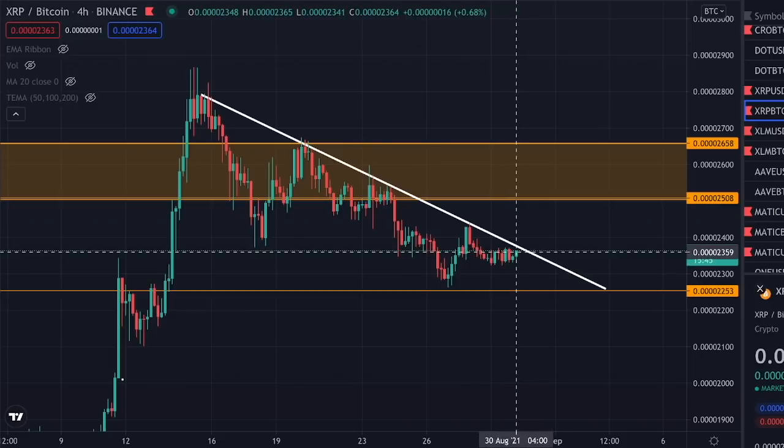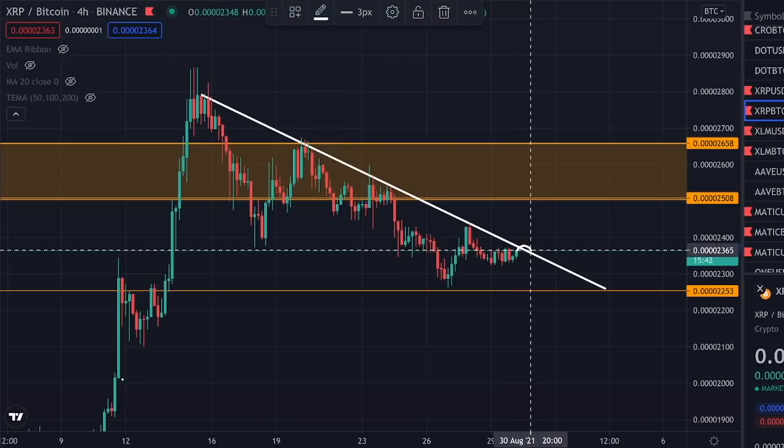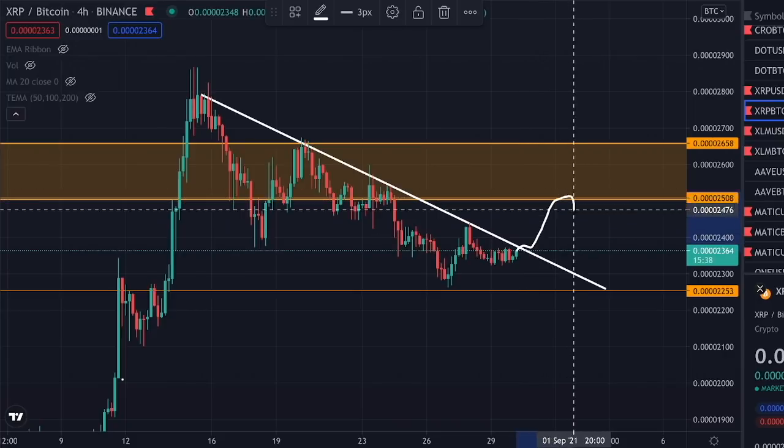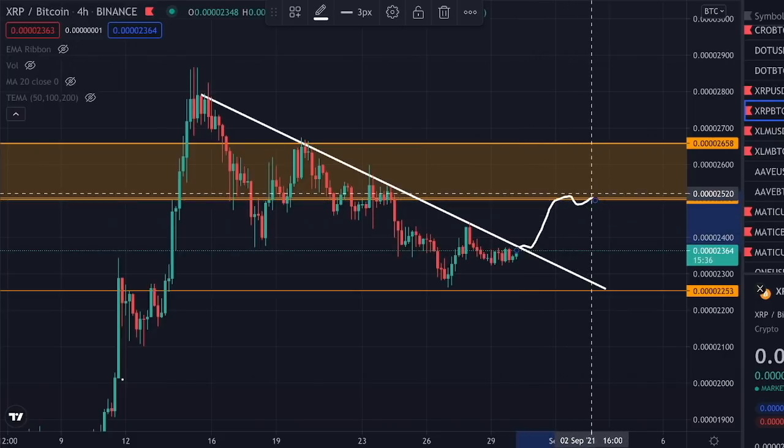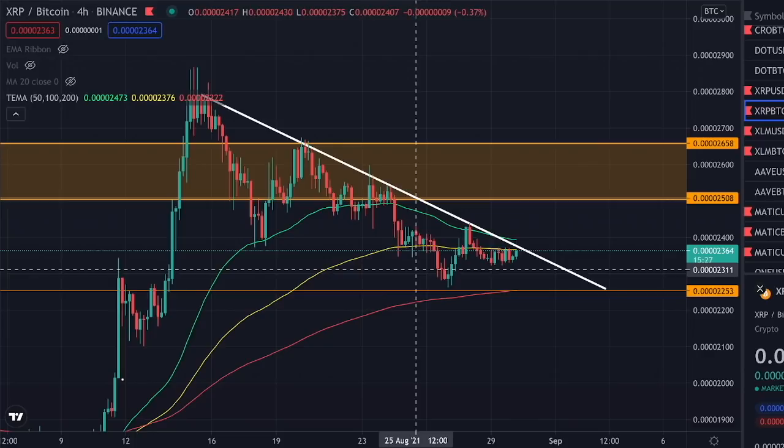It might be possible that if we see a breakout occur above this descending resistance, heading back up, we might experience some trouble breaking through this orange zone. So for sure, very interesting how the strength compared to Bitcoin is looking.